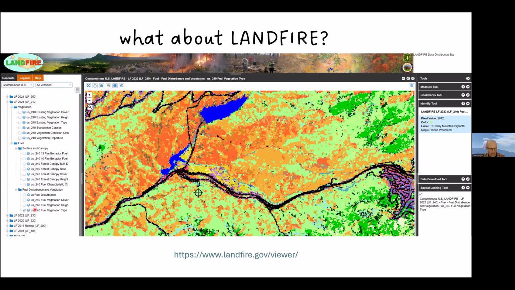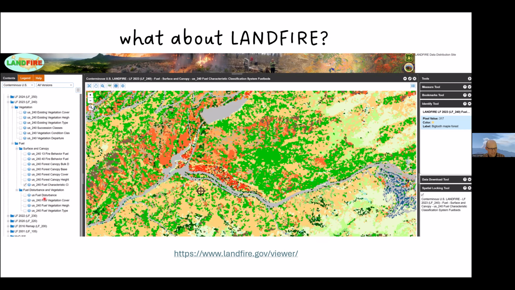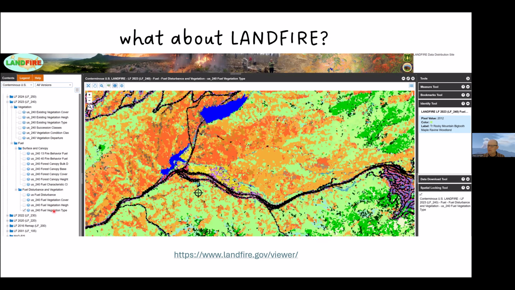So I'm gonna go back. Okay. Checkbox is up here. Forward. Checkbox is down here. These don't line up perfectly, but they line up real close, and essentially they mapped one-to-one the fuel vegetation type to the FCCS fuel beds.